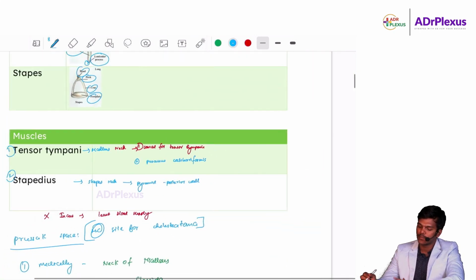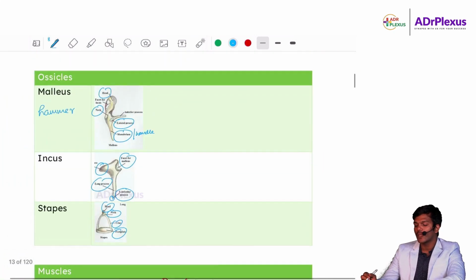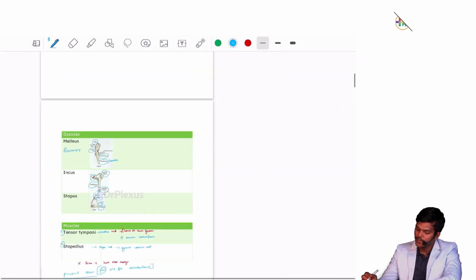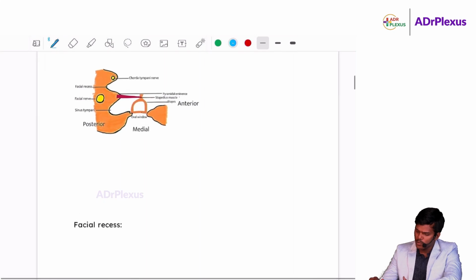Clear? Yes. So we have done about the important bones and muscles of the middle ear, which is arising from the mesenchyme of the first and second pharyngeal arch. You don't ever forget that. Fine. Now we enter into the posterior wall.